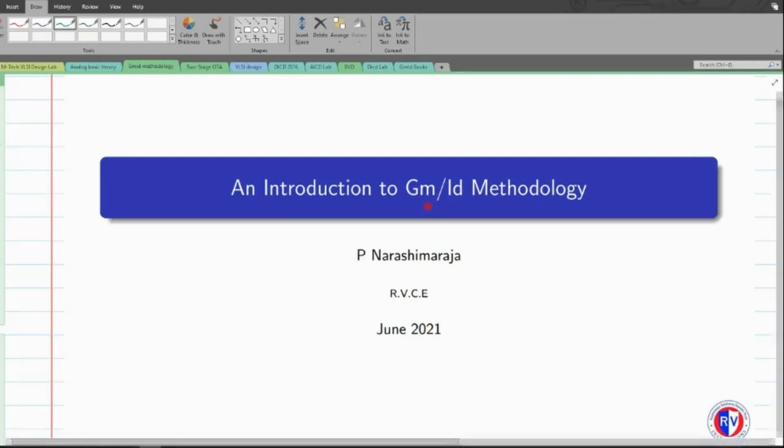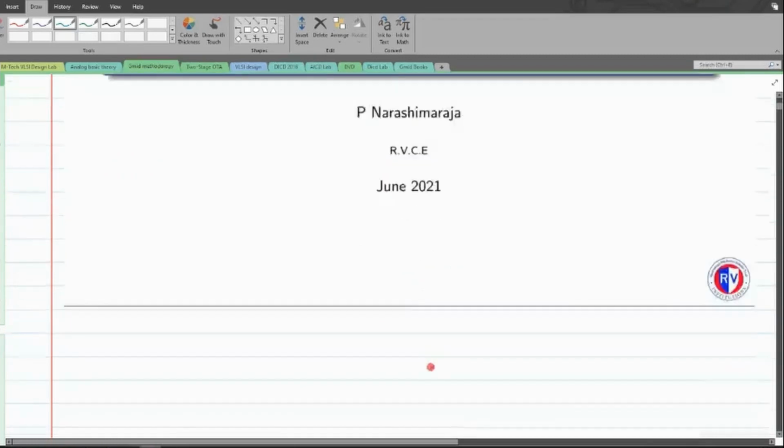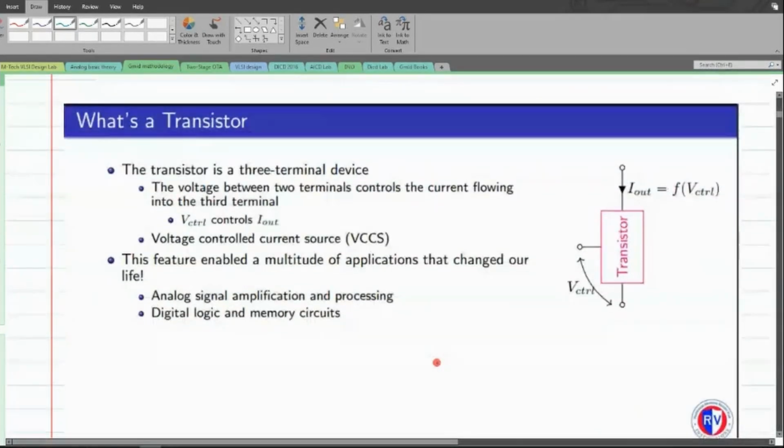Okay, so now before we actually talk about this gm over ID, let us look at what a transistor is basically. Okay, so we'll just begin with the very basics, and then we'll move on further to know what exactly we are talking about.